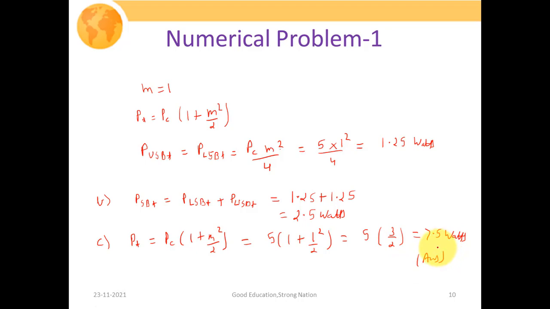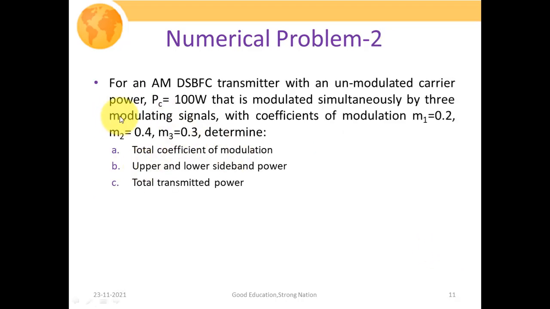Fine. Now we're going to discuss another example related to that theory. The second problem states: for an AM double sideband full carrier transmitter with an unmodulated carrier power PC equal to 100 watts, that is modulated simultaneously by 3 modulating signals with coefficients of modulation M1 equal to 0.2, M2 equal to 0.4 and M3 equal to 0.3. In the first part, we have to calculate the total coefficient of modulation, upper and lower sideband power, and the total transmitted power. First of all, we need to write down whatever is known to us.